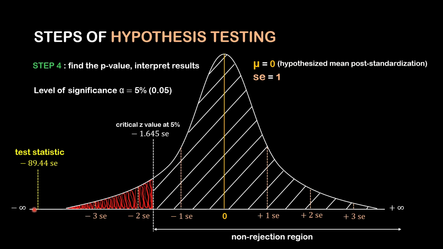So the p-value is the area under the curve to the left of this test statistic here. We can't even see it on the graph. It's too small. It's very, very close to 0. It's less than 0.05, our level of significance. Therefore, we reject the null hypothesis and we admit that the hypothesized mean may not be the actual average percentage of tumor reduction in the population.